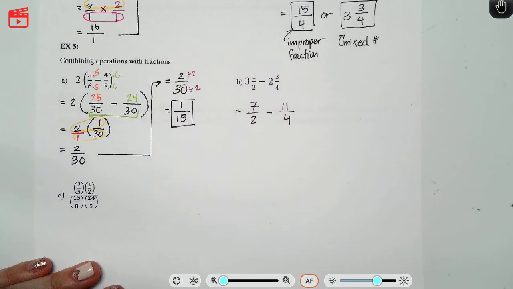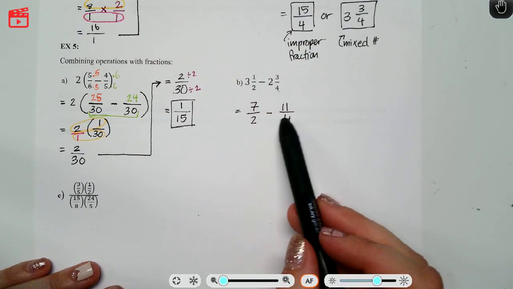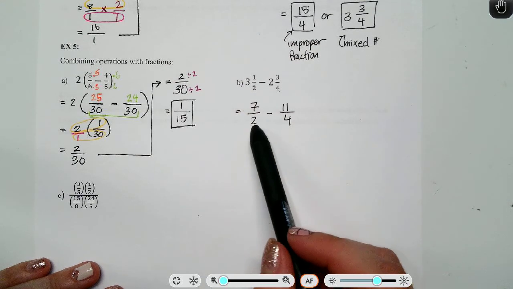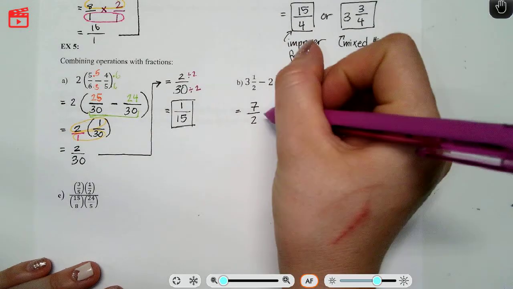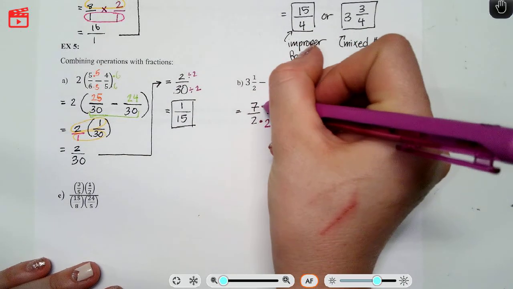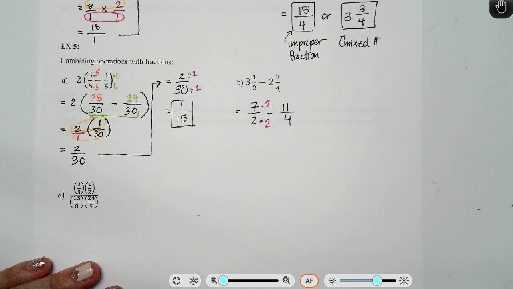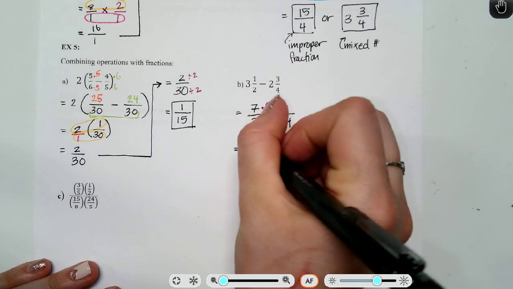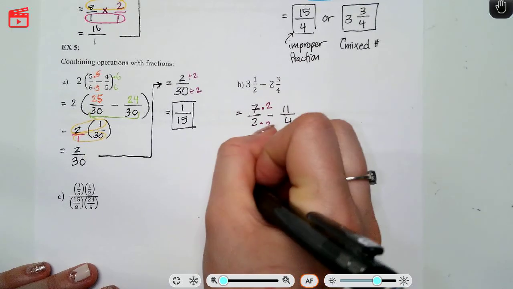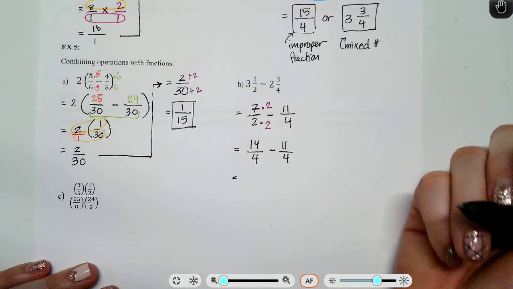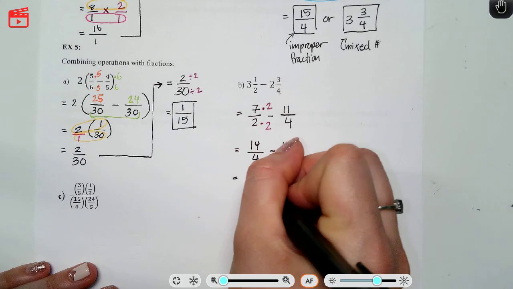In order to subtract 2 fractions, they need to have the same denominator. How do I make them look the same? Well, if I multiply 2 by 2, I could get 4, and then they'd have the same denominator. So let's do that, using the building up property to make the denominators look the same. That's going to be 14 over 4 minus 11 over 4. Let's see, 14 minus 11 is going to be 3. Keeping the denominator, 3 over 4.